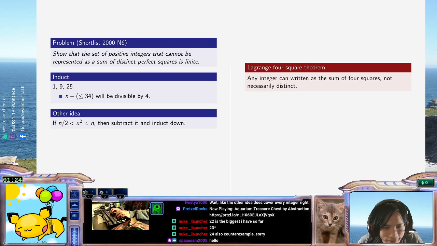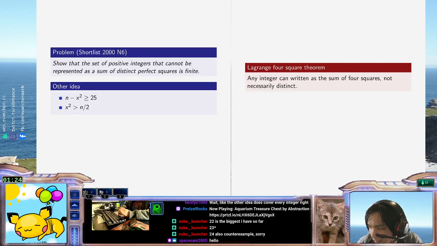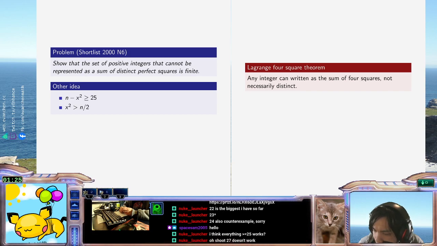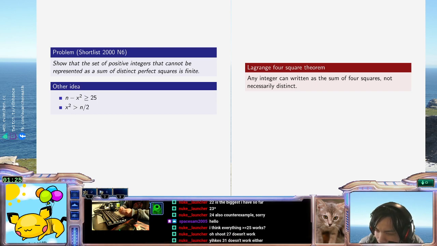Oh shoot, 24 also. 25! So if I can promise that there's a square that does this, then I'm okay. And for most large n, this should be true. What's the exact condition I need on n to promise that such a square exists? On the one hand, I need n to be at least 50. Do I run into weird integers? Oh no. 27. Yikes. It gets worse and worse.